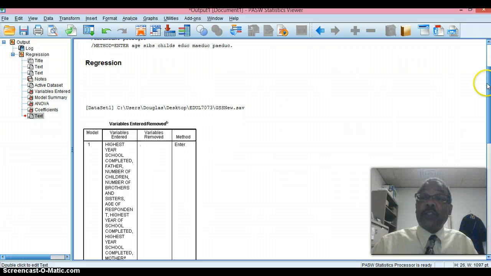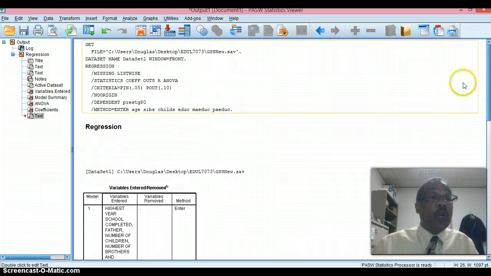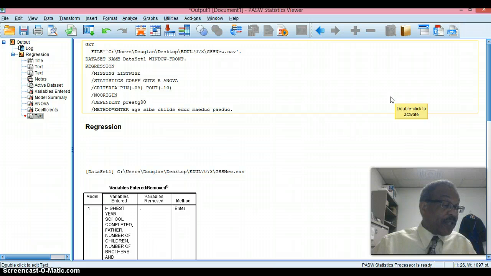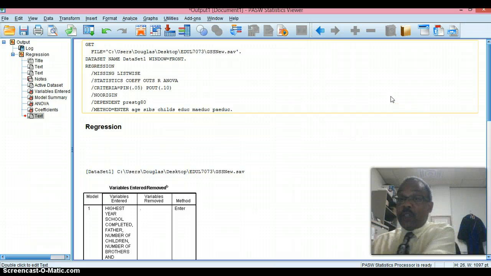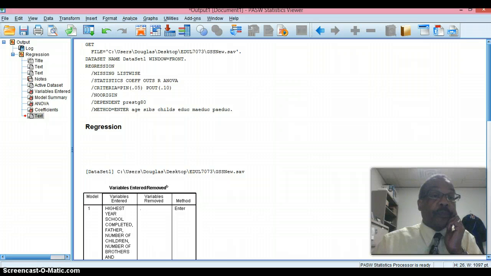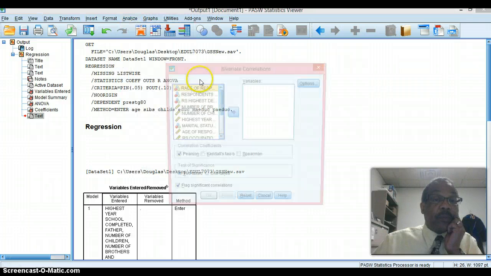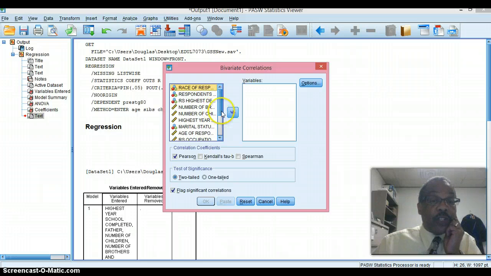However, in this particular exercise, I am asking you to run the regression a second time. Now the instructions say run the regression with stepwise to see which variables show up. So at this point, I'm going to do analyze, and I'm going to go back and do my bivariate correlations. They didn't show up earlier on the way I thought they would.